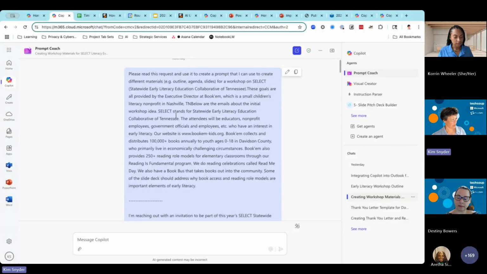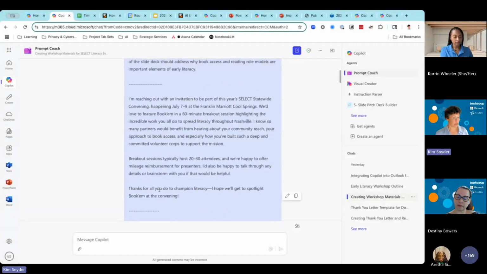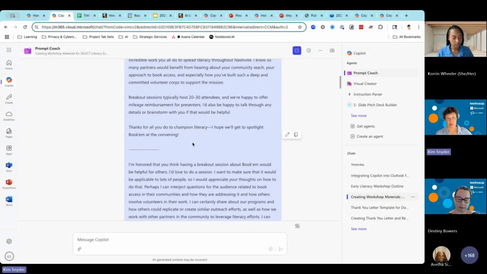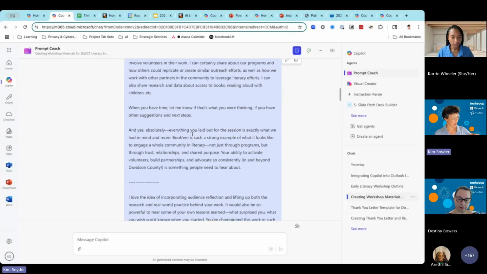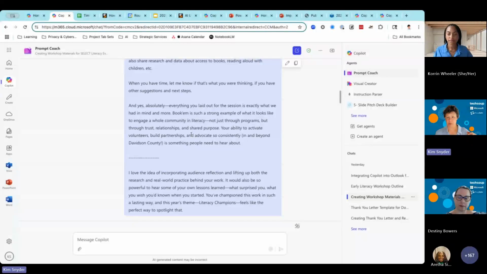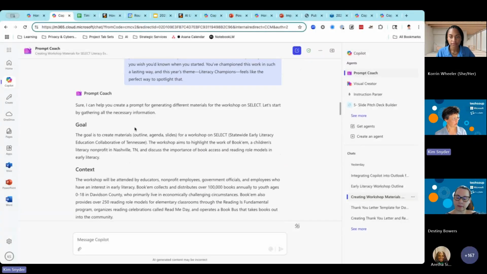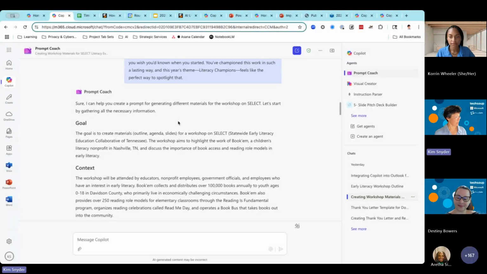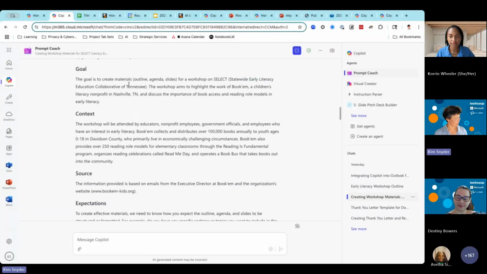So you can see there's kind of a lot of information here. I said, please read this request and use it to create a prompt that I can then use to create different materials. I gave it all this different information that I got from the participant, right? So this is a lot of stuff. When I looked at it first, I was like, oh wow, I don't know if I can sort my way through this one. But then Prompt Coach said, sure, I can help you generate a prompt for that. So it went ahead and generated this prompt, right?